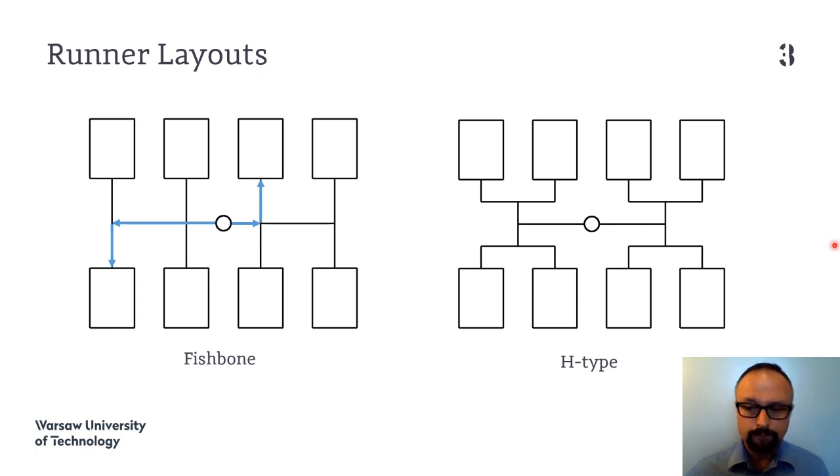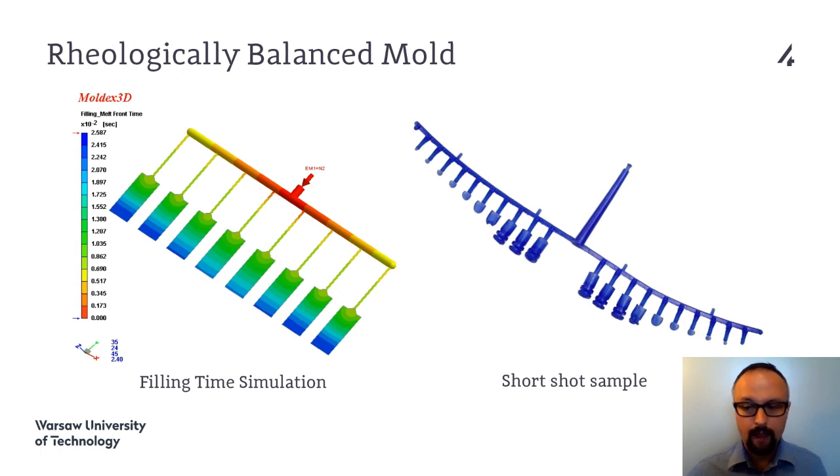And the other one is of course this H-type runner, which has been developed to have fully geometrically balanced molds and to achieve the equal lengths of the flow path to the different cavities. The exact equality, I would say, of the length.